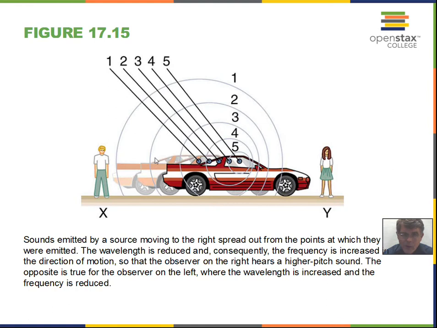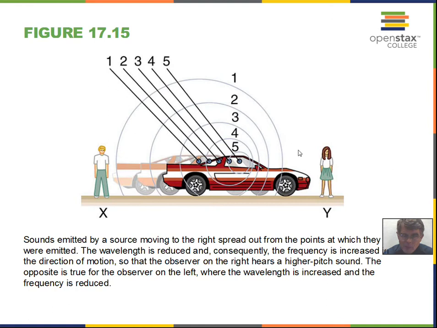at rest. And back here, this observer: wave number one was emitted, the car was here. When wave number two is emitted, the car is to the right. So this wave number two has a disadvantage as far as reaching observer X. If the car is moving off to the right, the wave is coming back to the left here, and the starting point is a little further to the right for wave three, four, and five. And what happens is now the wavelength is longer and the frequency is going to be lower.